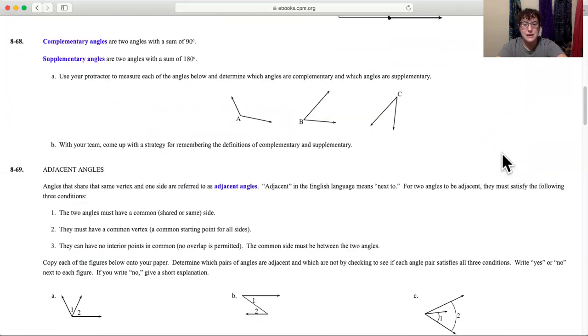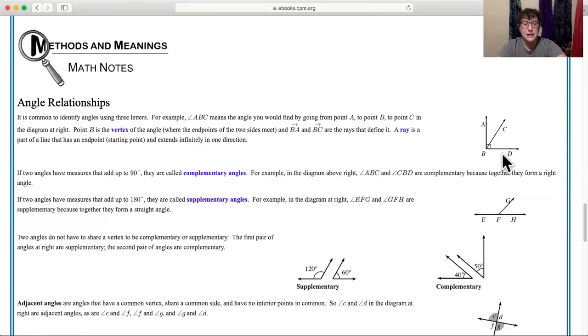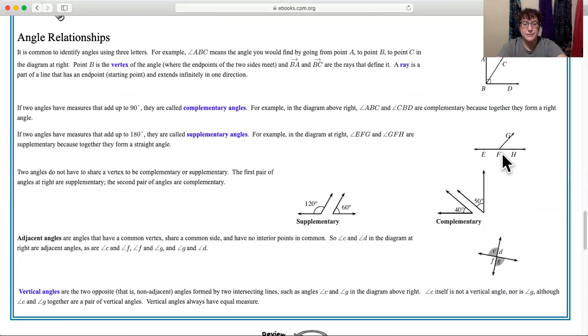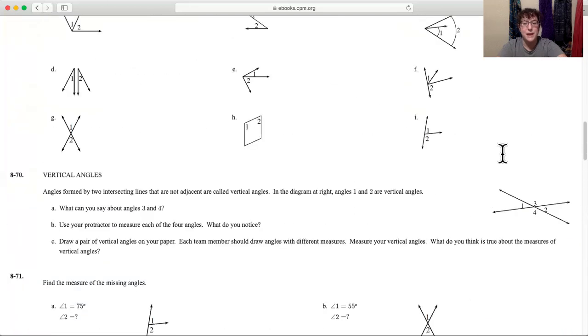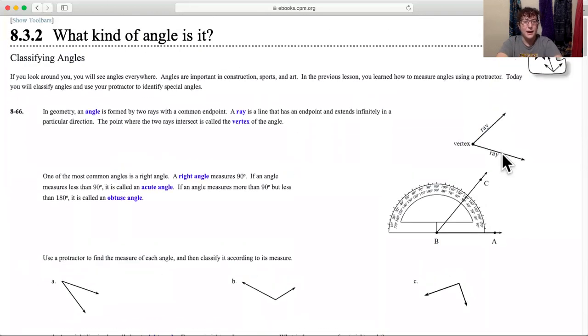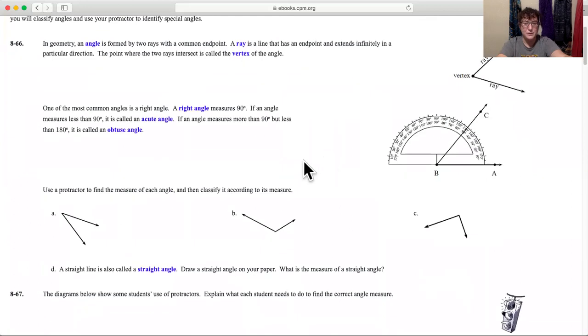And I believe in the math boxes, there was some math box, I can't remember where it was, that talked about how to use a protractor, but anyway, sorry about that.